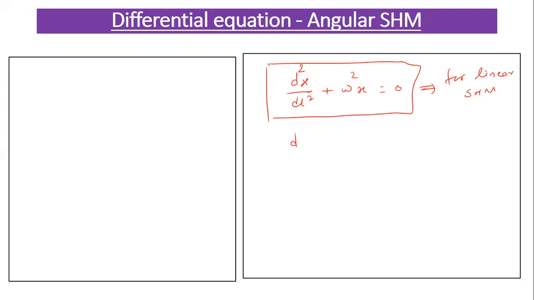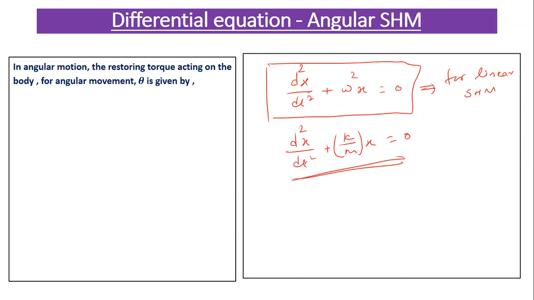The same equation we can write as d square x by dt square plus k by m into x is equal to 0, where k by m is equal to omega square. This is also a differential equation in another form. Now let me learn the differential equation for angular SHM. In angular motion, the restoring torque acting on the body for angular displacement theta is given.